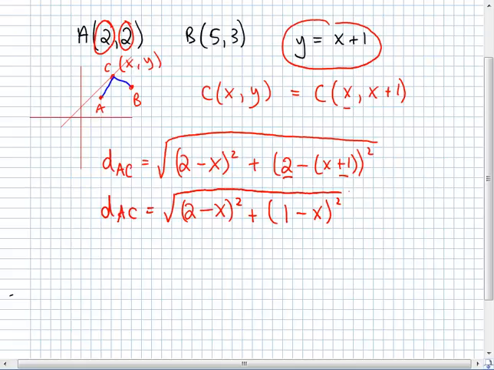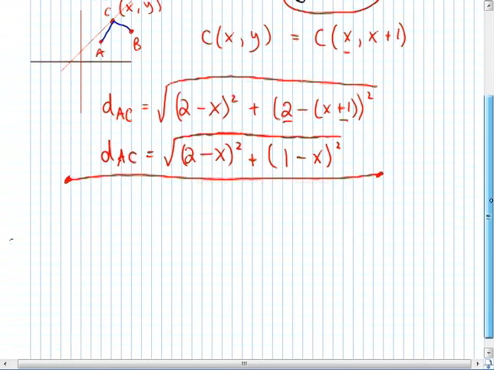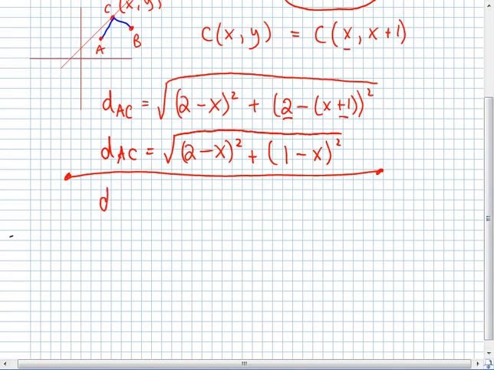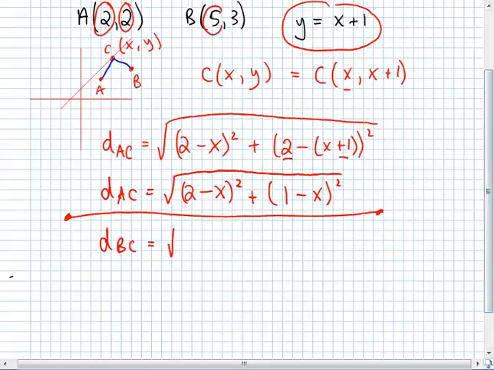I'm going to leave it there for now, and now I'm going to look at the distance between B and C, which is going to have the same value but a different formula, which is what's going to allow us to find out the value of x. Okay, so the distance between B and C, same deal, only this time we have to use these coordinates here. So there's my x coordinate, 5 minus x all squared plus 3 minus, again not y, I'm going to write x plus 1 instead, all squared.